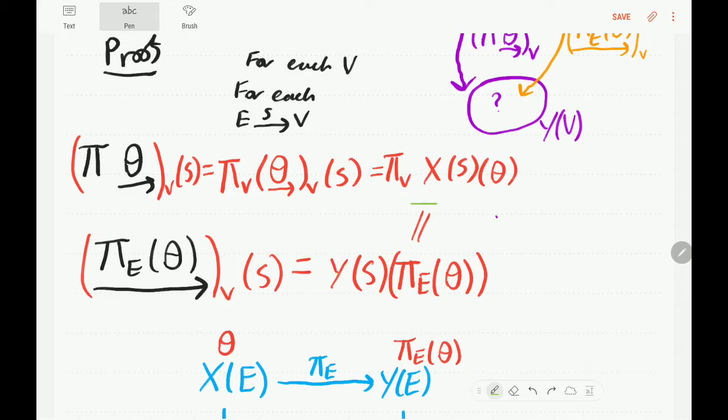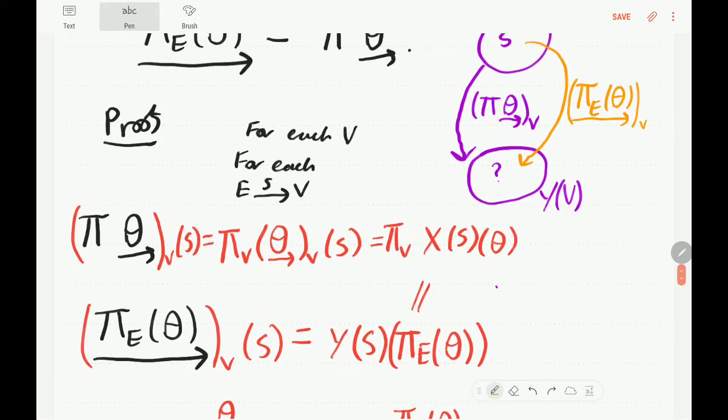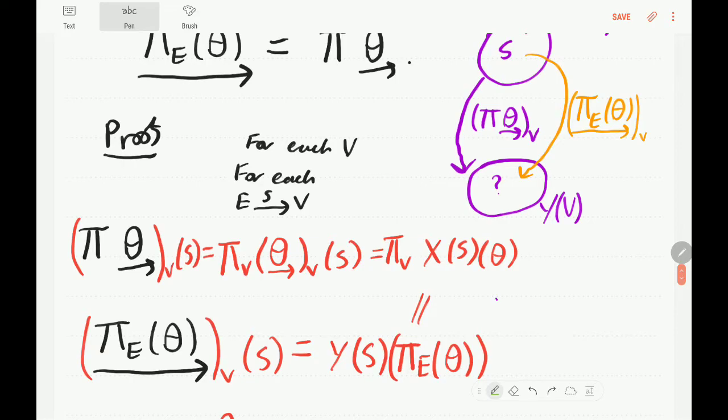And now finally, I claim that these two things are equal. Okay, so we've already computed that the purple arrow here sends s to this thing up here, pi subscript V of X of s of theta, and we've just computed that the orange arrow sends s to this thing here, Y of s of pi subscript e of theta. But it turns out that these two things are equal.